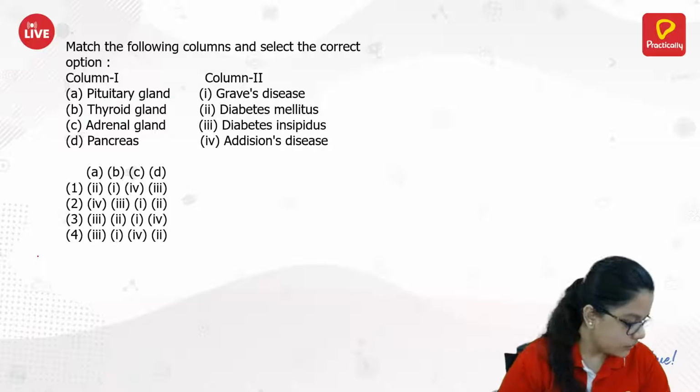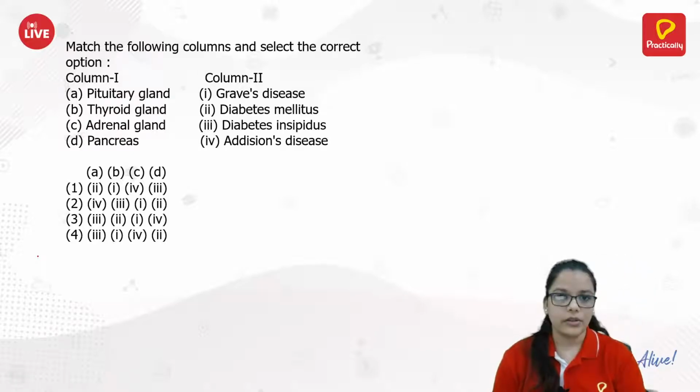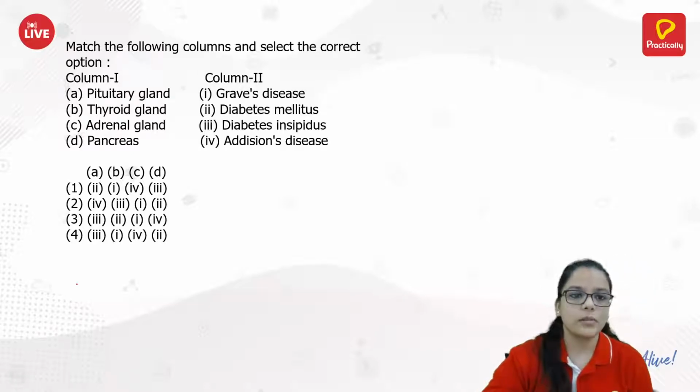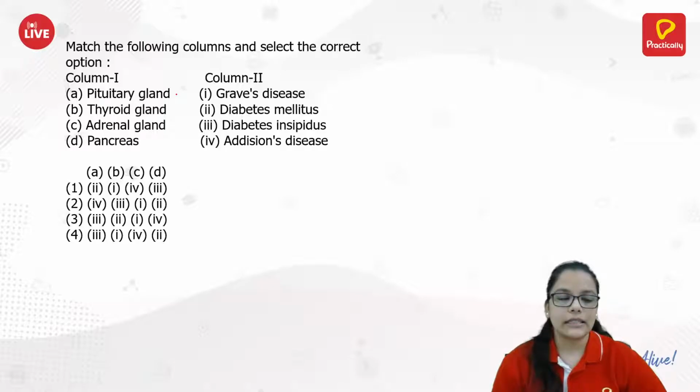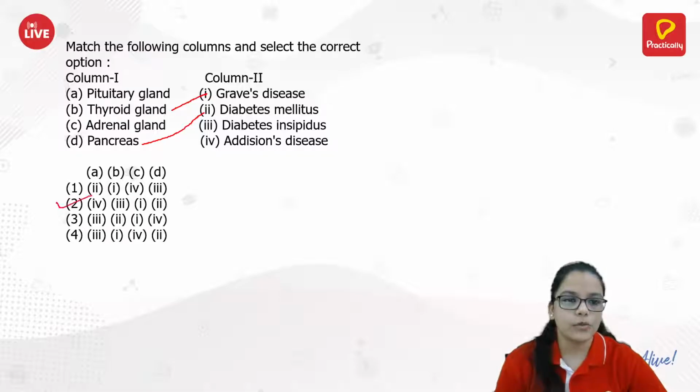Okay, we have to go a bit faster. So this is about the glands and the diseases caused by their deficiency. Pituitary gland, thyroid gland, adrenal gland, pancreas. Pancreas causes diabetes mellitus. For sure, I know this for sure. Now, thyroid gland causes Graves' disease. So what can be there? D2, second option.